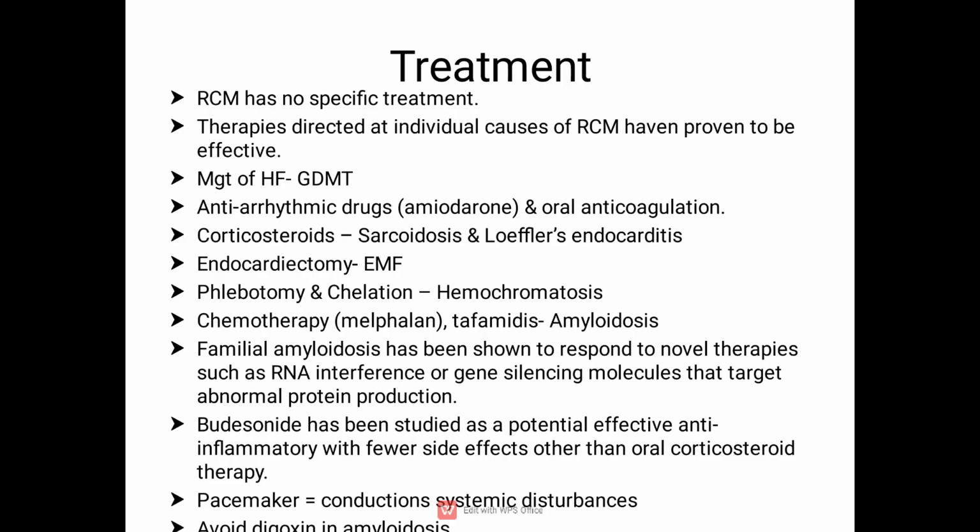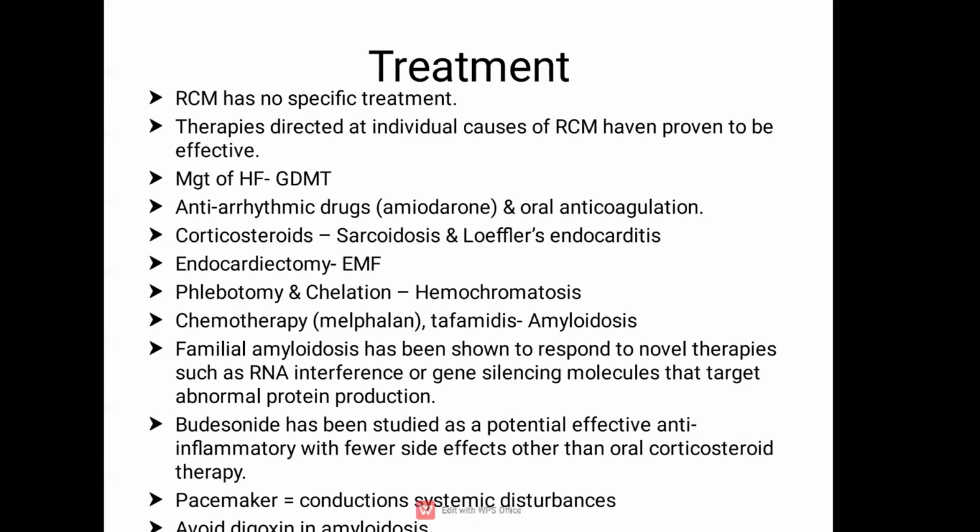Then there will be need to give a pacemaker, plus or minus ICD, depending on the severity of the conduction system disturbance that they have. It's also worthy of note that it's very important to avoid digoxin in patients with amyloidosis, because it could worsen it.